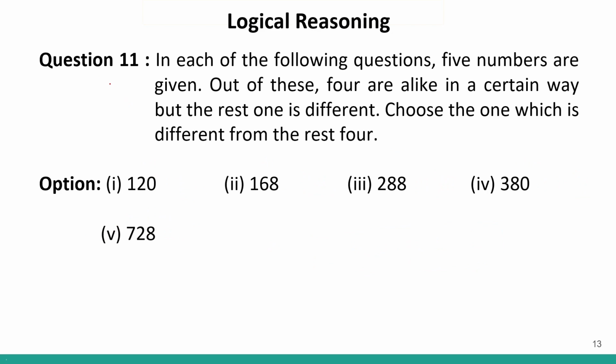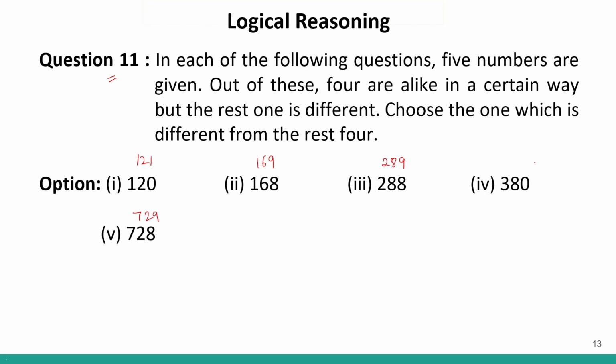Now, question number 11. Again, I can see certain numbers that are very close to a square number. Like if I take 121, if I take 169, if I take, let's say, 289, over here the closest number will be 7. Okay, this is 729. And over here, for 380, I cannot think of a square.